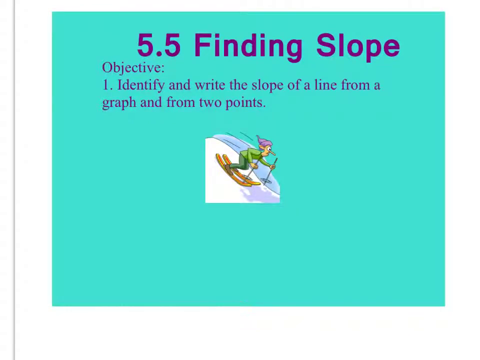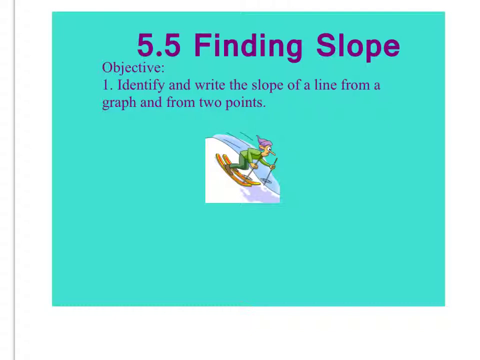Alright, this is Unit 5, Lesson 5, talking about finding slope. Your one objective is to identify and write the slope of a line from a graph and from 2 points. So put a little picture of a skier here, because when you think about slopes, like hitting the slopes going skiing, we're talking about hills, uphill, downhill, that kind of stuff.